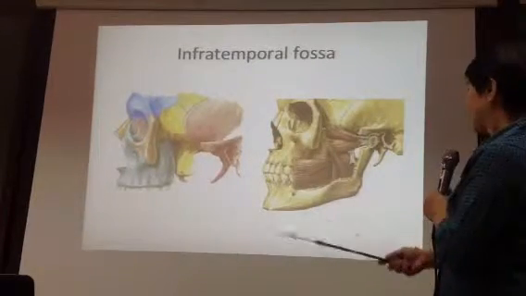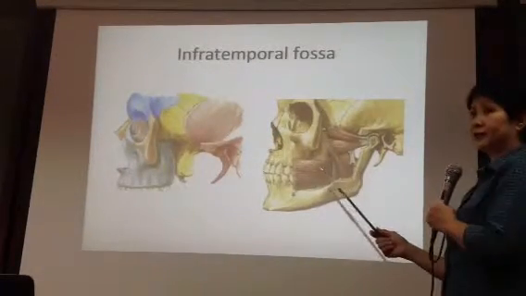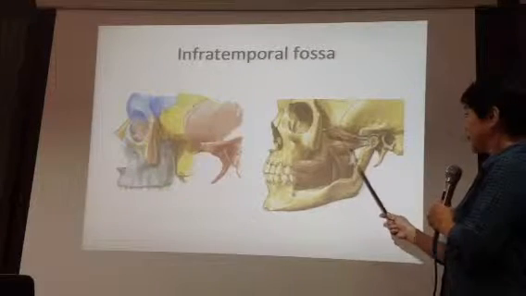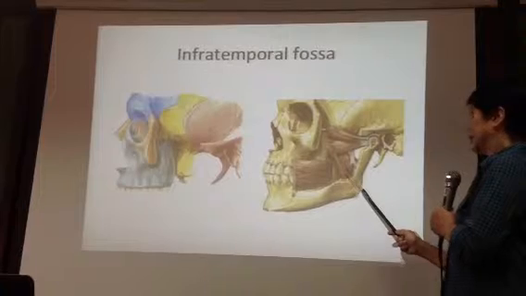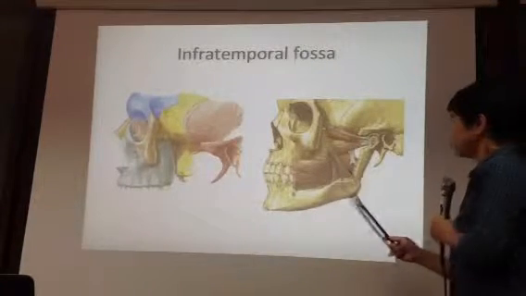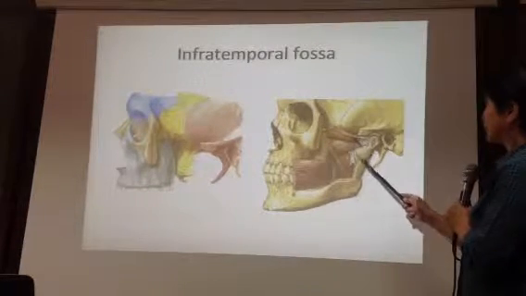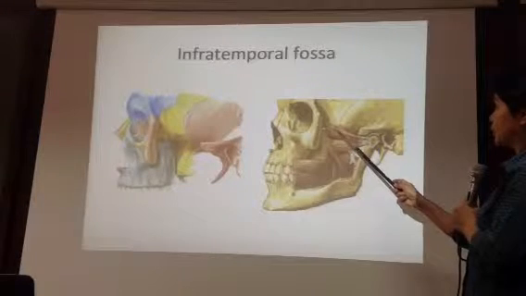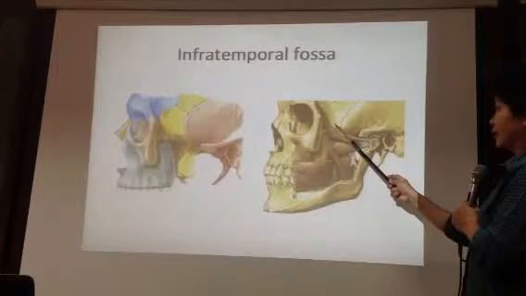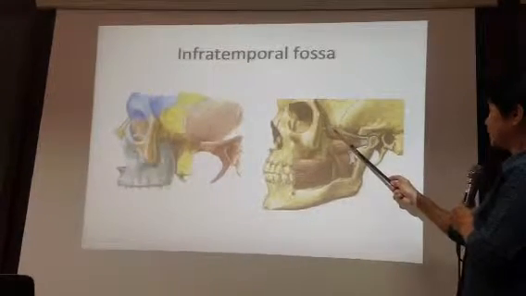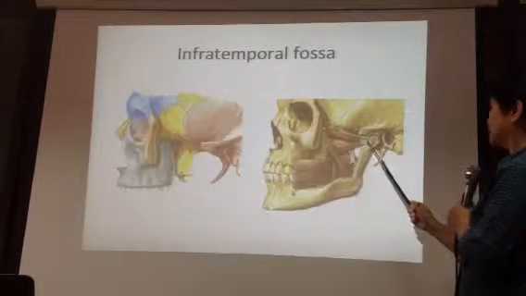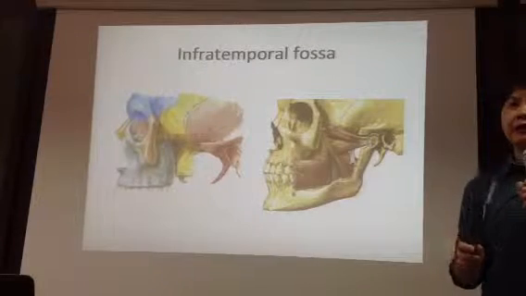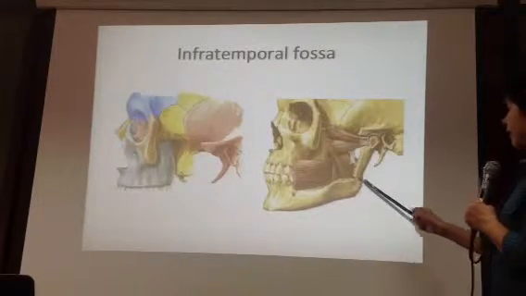Alright, so these are the muscles contained in the infratemporal fossa. You have the lateral pterygoid, no? And this is medial or internal pterygoid. Alright, the lateral pterygoid, take note, it has two origins: from the greater wing of the sphenoid, from its infratemporal part, and this is from the maxilla. And its insertion is in front of the neck of the mandible.